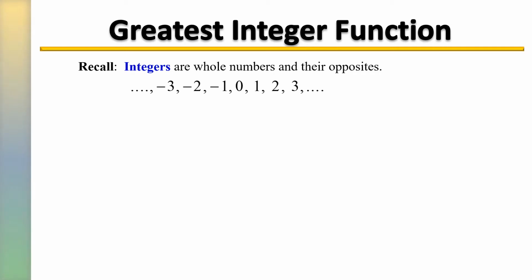Recall, integers are whole numbers and their opposites. So for whole numbers, start at 0 and they go on, such as 0, 1, 2, 3, and so forth. When you include the negatives there, -1, -2, -3, and so forth, then they are called integers. So again, integers are whole numbers and their opposites.